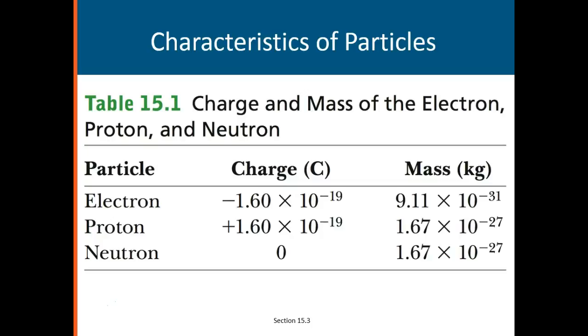That's 0.000000000, 10 sets of zeros, and then 0.911. Okay? Protons have exactly the same charge as an electron, but opposite sign. Positive 1.60 times 10 to the minus 19 coulombs, but its mass is on the order of 10 to the minus 27. In other words, a little over 3 orders of magnitude larger.